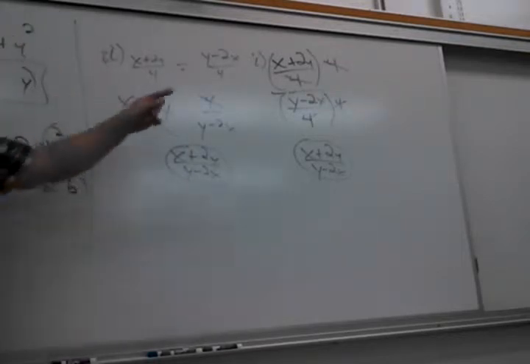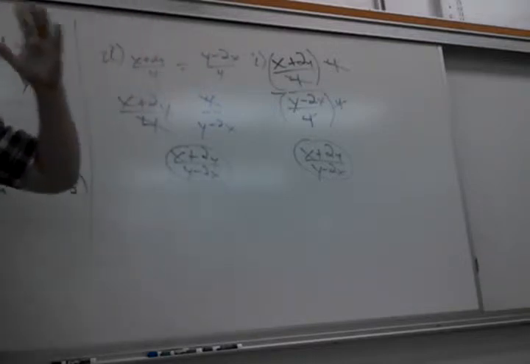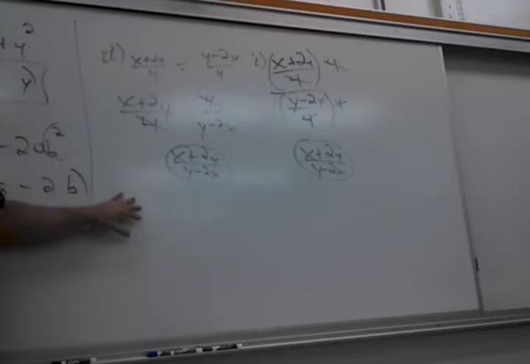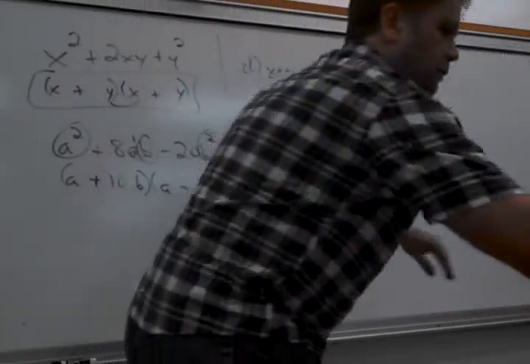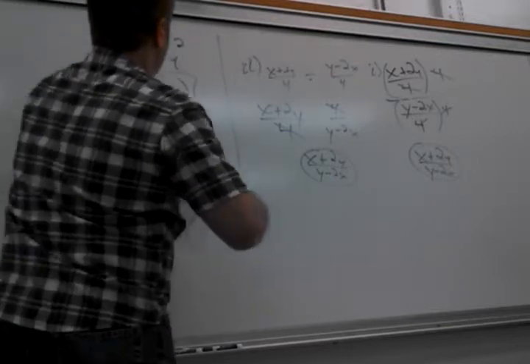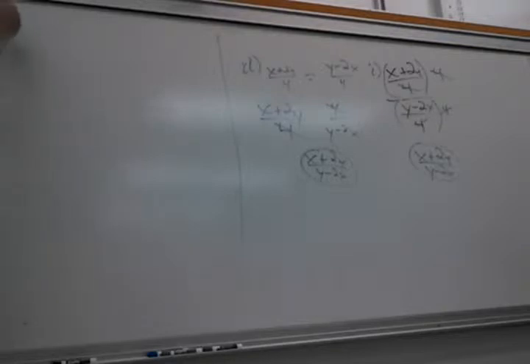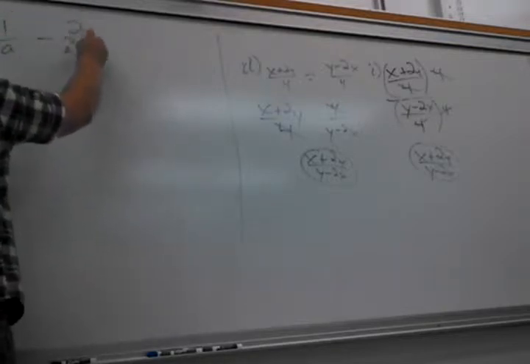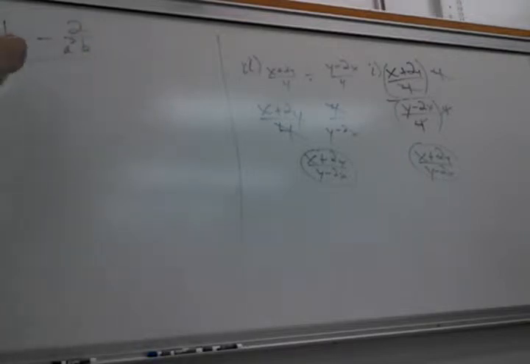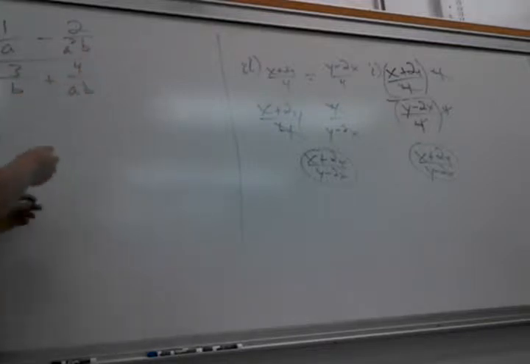There's some problems where that's easier, and then I showed you some problems the other day where it was actually easier to do it the other way. But if you like one way definitely more than the other, you could always do it that way. An example of one that I thought was easier to do the other way is if I have more than one fraction on the top and the bottom. So something like (1/a − 2/(a²b)) over (3/b + 4/(ab)).